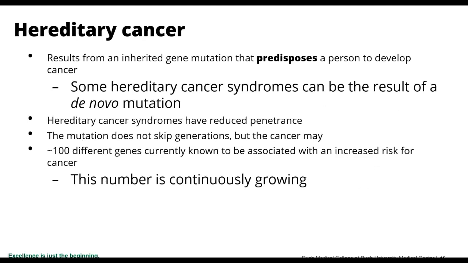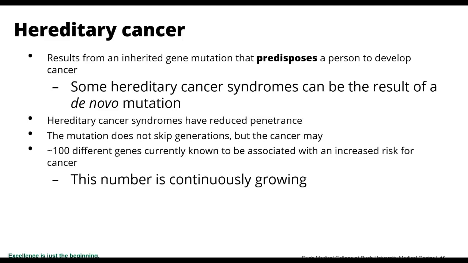And then we get to hereditary. This results from an inherited gene mutation that predisposes the individual to develop cancer. Some hereditary cancer syndromes can result from a de novo mutation in the individual, in the egg or sperm that made them. So sometimes we don't even see a family history of this, but one of their germline genes doesn't work.